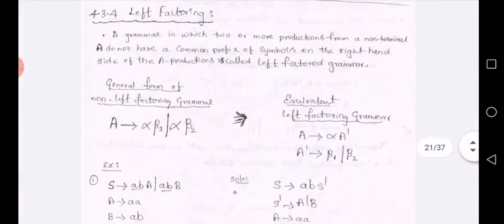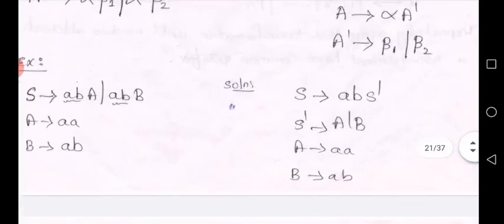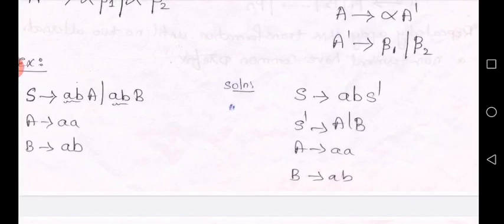So if any grammar is not in the format of left factoring grammar, just bring it into the format of left factoring grammar. Now here we have a non-left factoring grammar example: S derives AB A or AB B, exactly. So here AB is a common prefix for two possible values of production S, so this can be eliminated. How we can eliminate, we'll see that.